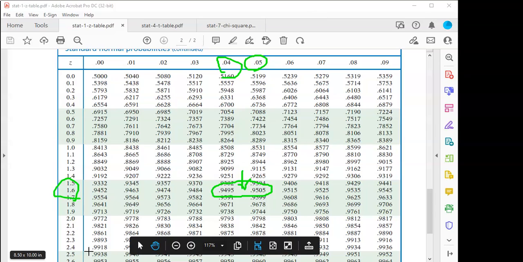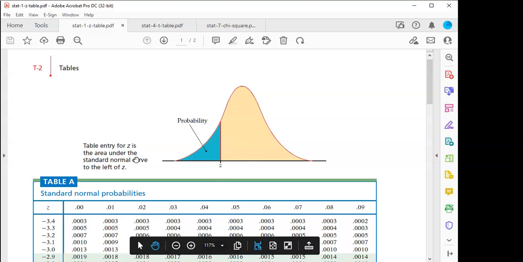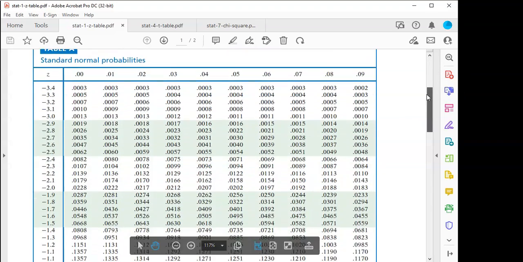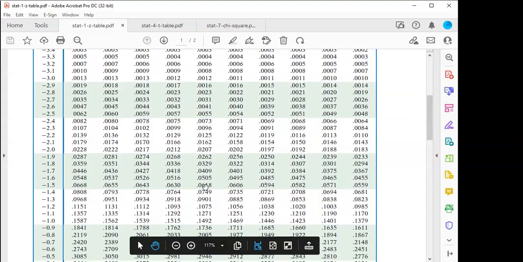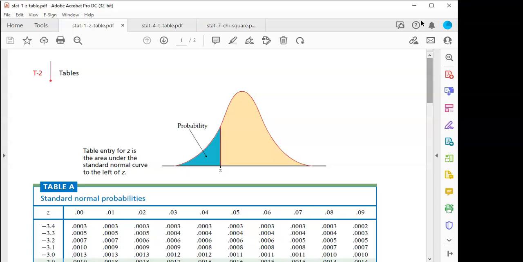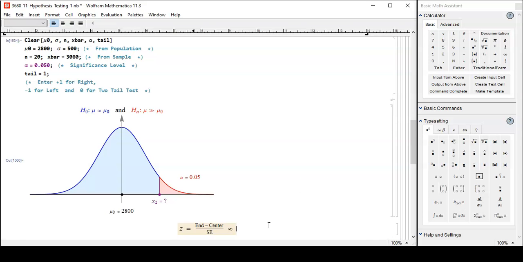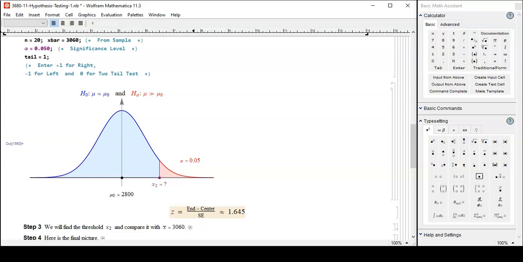This is one way to do it. Another way is to look up 5% in the first page and do the same thing. And of course, negative 1.64, negative 1.65, but it's to the right, so drop the negative. You can do it like that as well. Either way, you get 1.645, and that's going to be the equation to solve.